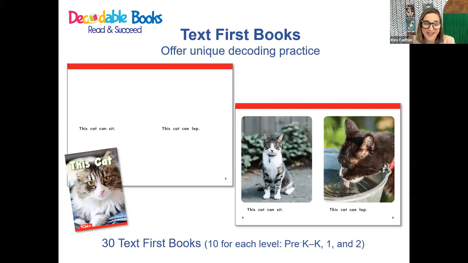There are 10 text-first books at each level, pre-K through 2. You can see here that these books allow students to develop their decoding skills without the visual support. They can decode based on sound-spelling relationships rather than use pictures to make an educated guess. Kids then turn the page and they are rewarded with rich illustrations or photographs. They can then reread this text and discuss what the text means with more detail.